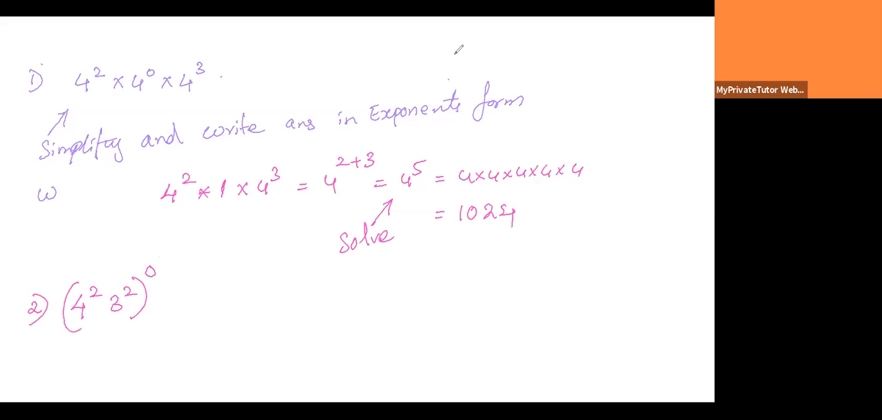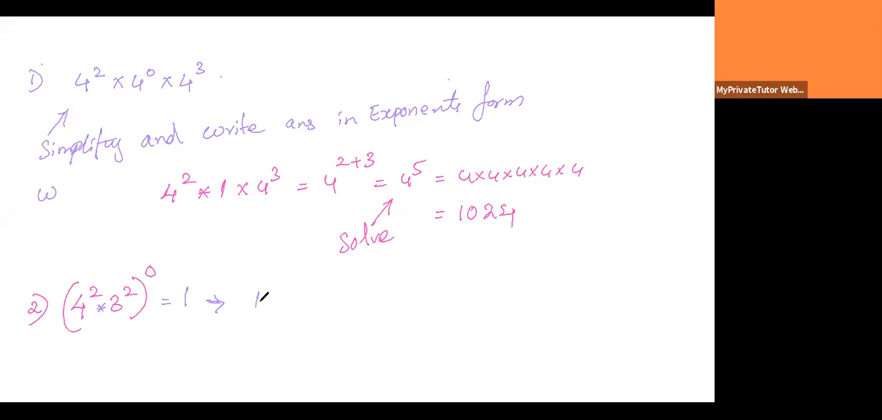So please have a look at this question carefully. 4 square times, obviously, 3 square, whole power 0, whole power 0. So how do you solve this? If you want to write the answer directly, you can write. But if you want to solve the question, you can go ahead and solve. But how? Because I already told you anything power 0 is 1. So no need to solve this question. You can just write the answer as a 1 here. Okay? If you want to solve, you can do that.